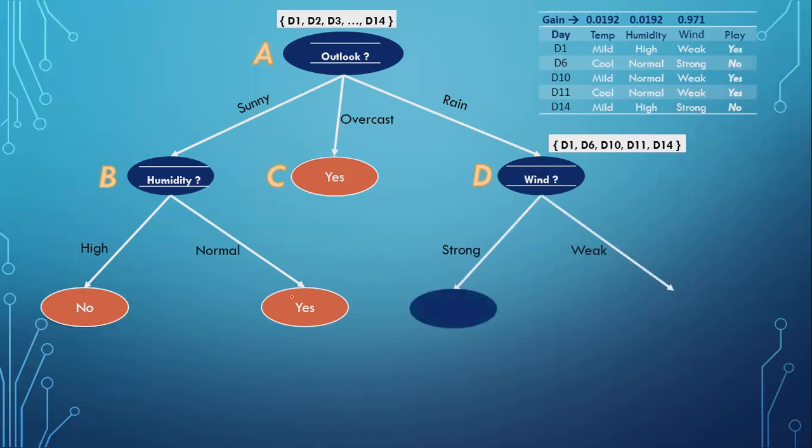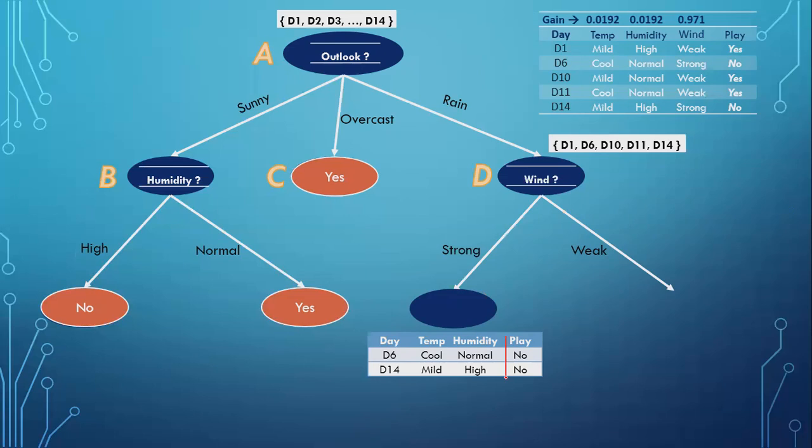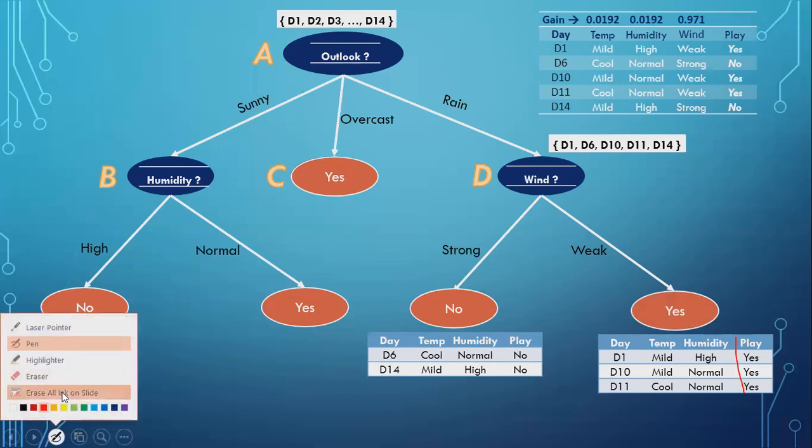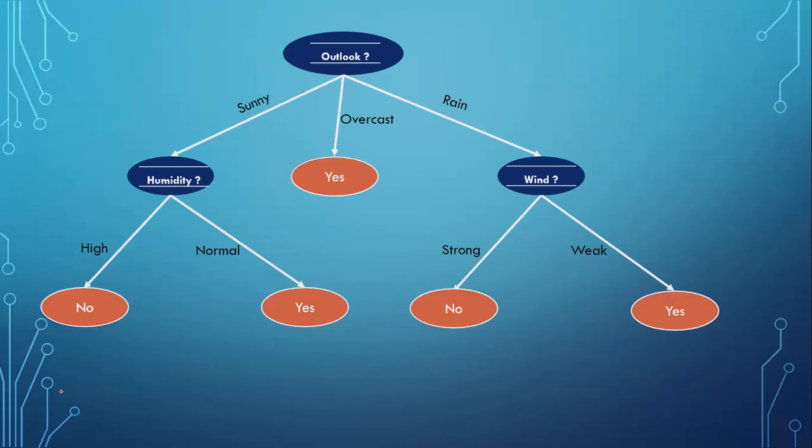In case of strong, we will be left with the data D6 and D14 only. You can cross check here as well. We see here that the play belongs to only one class. So we can take this label and place it here and mark this node as a leaf node. Similarly, when the wind is weak, we will be left with these values. Here also we see that we have only one class of labels. So we will take this label and put it here and make this node a leaf node. Done. So now we have completely drawn our decision tree, so we are done with creating a decision tree using the ID3 algorithm.